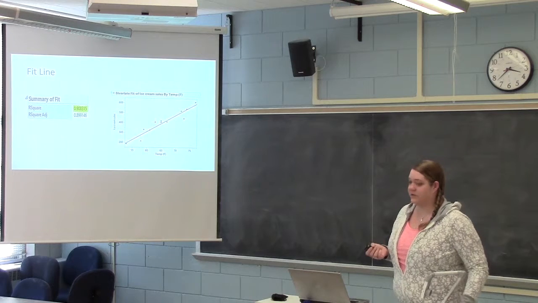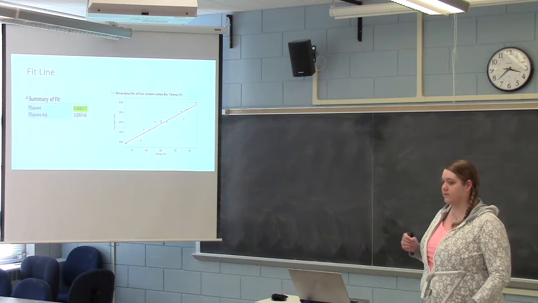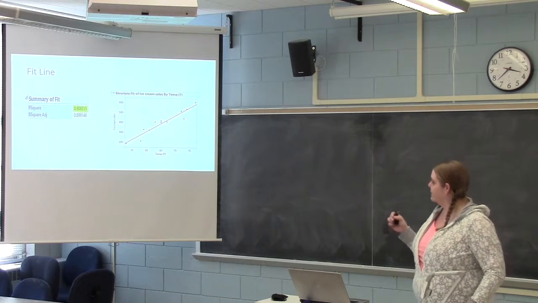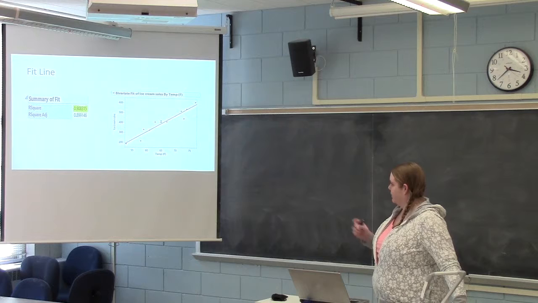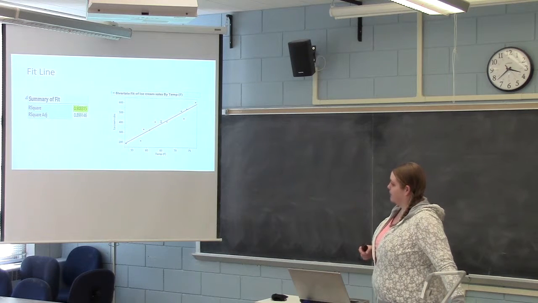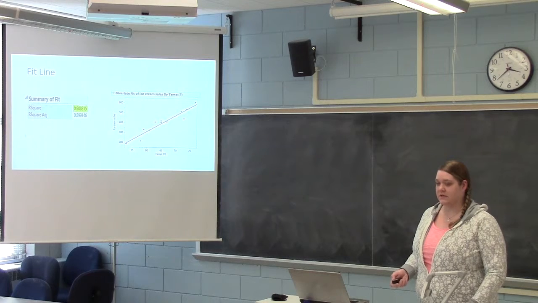The package I used was JMP, and it also gave me a value for our correlation, which I'm not going to get into today, but we call it the R-square number. And here it's 0.9, which is very close to a 1.